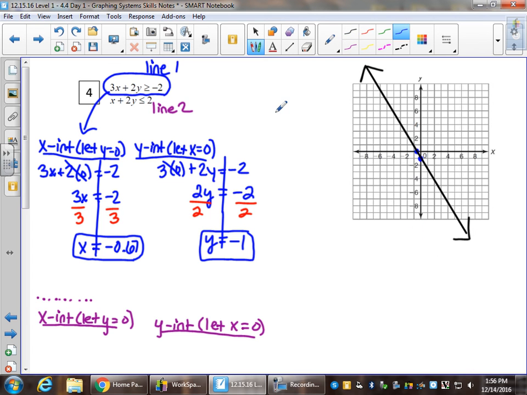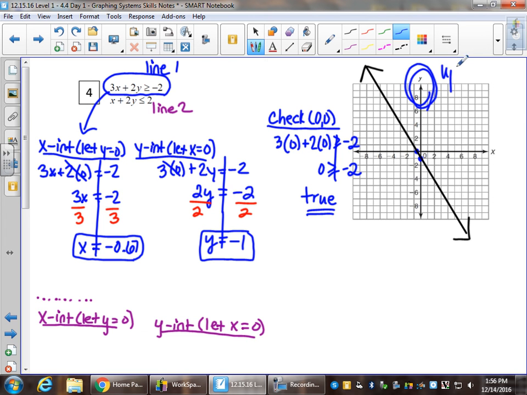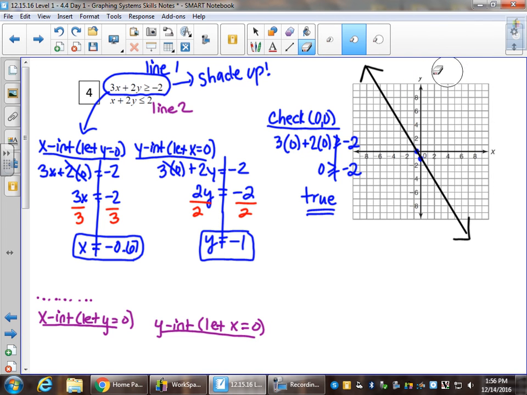To know which side to shade, let's check 0, 0 together. So this will be 3 times 0 plus 2 times 0 greater than or equal to negative 2. That's 0 greater than or equal to negative 2. Is that true? Is 0 greater than or equal to negative 2? Yes, it is. True. So I will be shading the side of the line that 0, 0 is on, which is this side, which is above, up. So I'm going to write shade up. I'm not going to shade yet because I still have another line to take care of. But I'm going to make a record of that, so we'll come back to that. And I'll make sure I label this line 1.